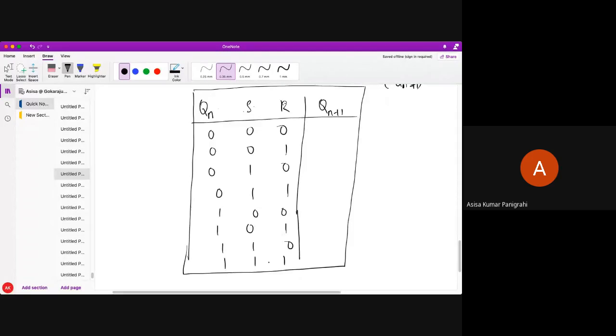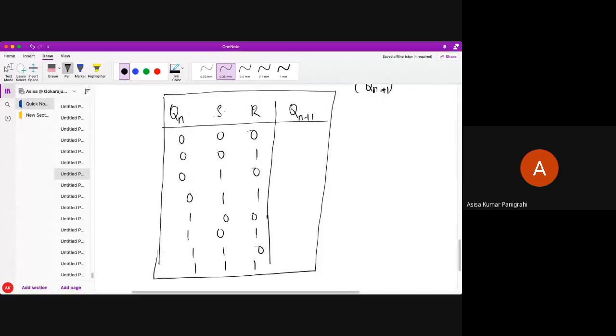So now how to find out Qn plus 1? This is called the present state. What is the present state? Before application of the clock pulse. Now, after application of the clock pulse, it's called the next state. Do you all understand, students? Now, how to find out this next state?